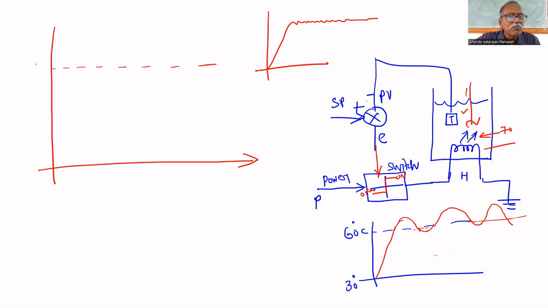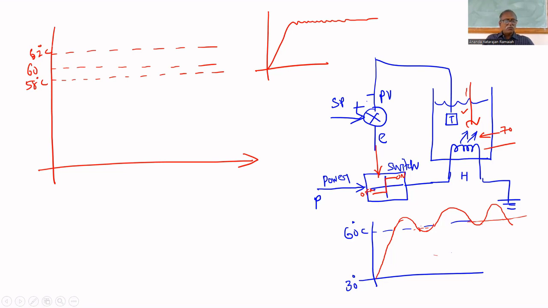Differential gap means, here, what is the set point? 60 degrees centigrade. But I am allowing a tolerance of 2 degrees centigrade: 58 degrees centigrade and 62 degrees centigrade. If it is within that 58 and 62, I am assuming that it is within the limit. I am giving a bandwidth. The set point is in terms of a bandwidth, from 58 to 62, not a single set point. Why? To avoid chattering.